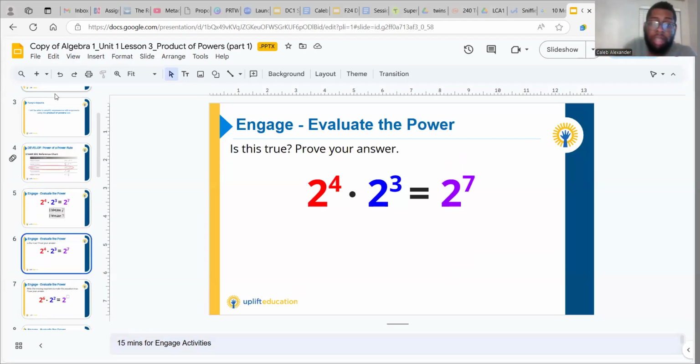When we're talking about the power rules, we always want to make sure our bases are the same. So we have the base of 2. And anytime our bases are the same, the rule is we must add our exponents together whenever we multiply. So since we have 4, we're going to put a plus right here, and this is 3. That means our exponent will result in 4 plus 3, and we get 7. So it is 2 to the 7th power, which is what we want to get in this case.